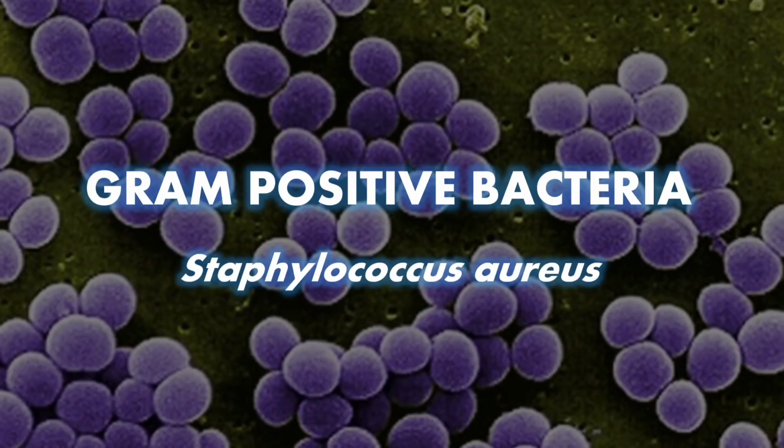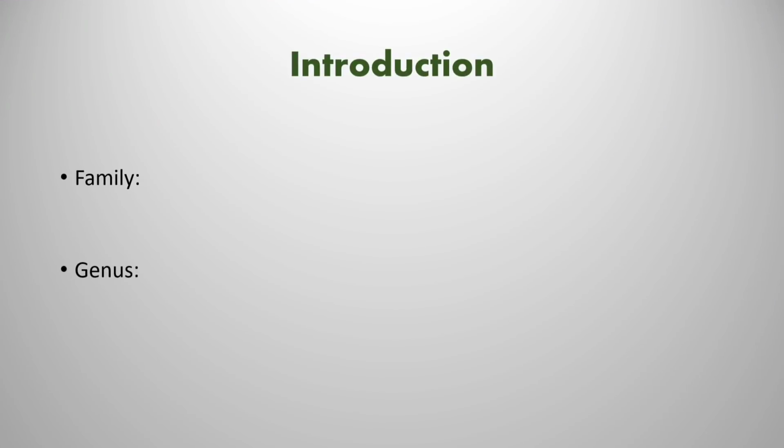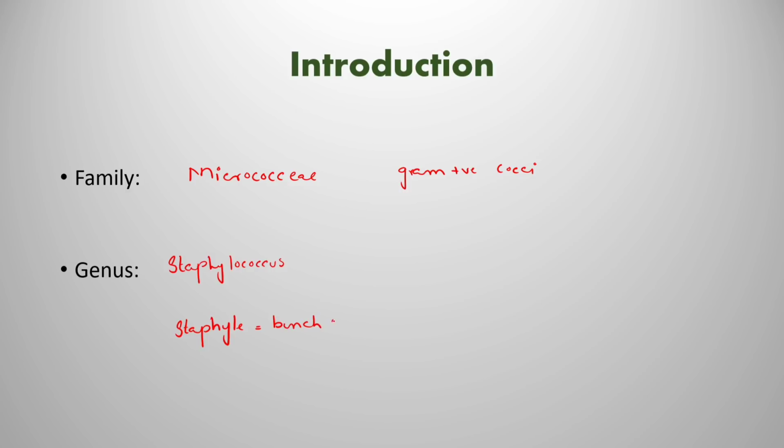In this video we are talking about gram-positive bacteria, Staphylococcus aureus. Staphylococcus belongs to the family Micrococcaceae. This family consists of gram-positive cocci. Their genus is Staphylococcus. This term is derived from Greek words. Staphyle means bunch of grapes, while kokkos means berry. Staphylococcus is a combination of two different words, meaning bacteria occurring in grape-like clusters or berry-like shapes.